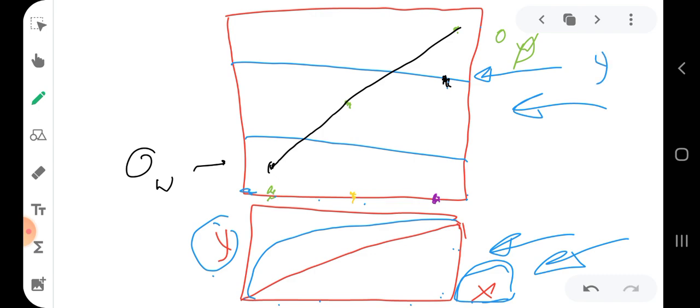So how can I know X if I have Y? I need the equilibrium relation. See that equilibrium curve, it represents the relation between Y and X. So if I know Y, I can get X, and if I know X, I can get Y. Now we know Y. How to get X? We are going to move vertically until we reach the 45-degree line.